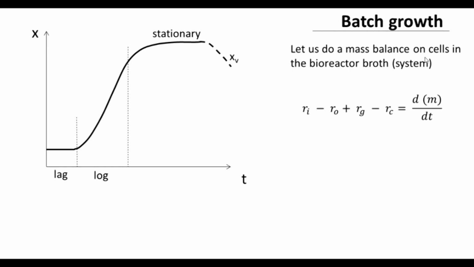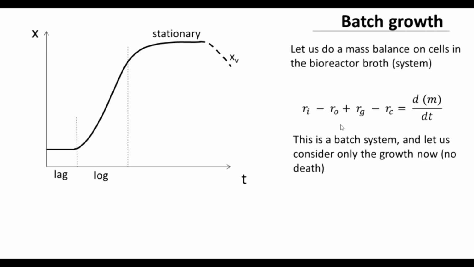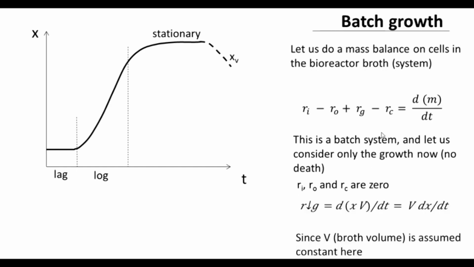Since we are doing the balance on cells, this would be written for the mass of cells in the batch bioreactor. Since it is batch, and let us consider only the growth, only this phase for now. In other words, there is no death that we are going to consider. There is no rate of input, there is no rate of output because it is a batch. That's the basic definition of a batch. And because there is no death, there is no consumption of cells, and therefore Ri, Ro and Rc are 0. Those three rates are 0.